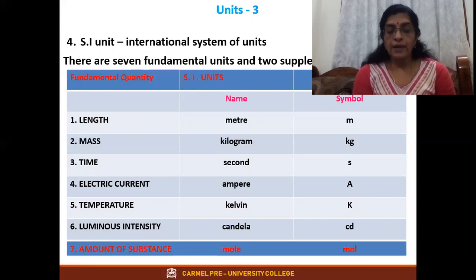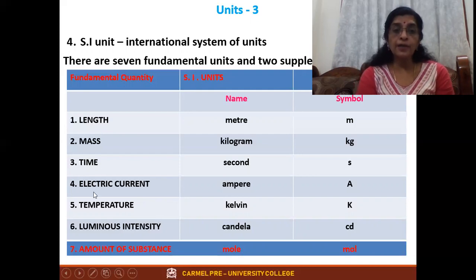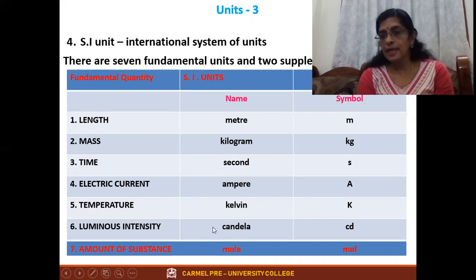Here I have given 3 columns. One is the fundamental quantity. Apart from the 3 quantities I told you, length, mass and time, another 4 fundamental quantities are there: electric current, temperature, luminous intensity, amount of substance. Now we have to represent them. Length is meter. Mass is kilogram. Time is second. Electric current, ampere. Temperature, Kelvin. Luminous intensity, candela. Amount of substance, mole.